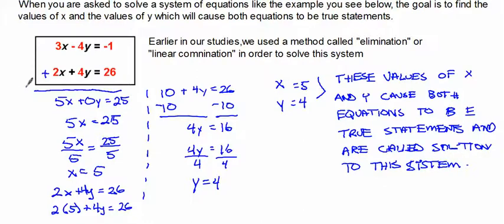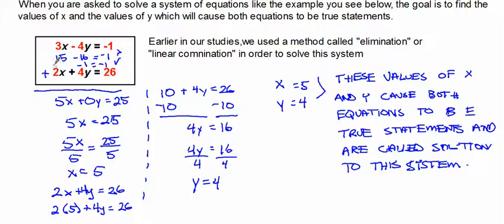So for instance, if I took 3 times 5 is 15, 4 times 4 is 16. And if I subtract 16 from 15, I get negative 1. So negative 1 equals negative 1. True statement.